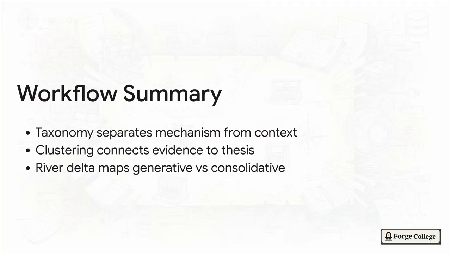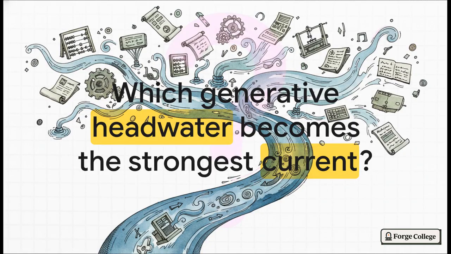All right, let's summarize this journey. This workflow completely tames the historical mess into a neat, deliverable-ready map. Your taxonomy separates the how from the who, mechanism from context. Your clustering organizes that data so the evidence connects straight back to your thesis. And our river delta model ensures you're mapping everything from those early generative headwaters all the way down to the consolidative engineering flow.